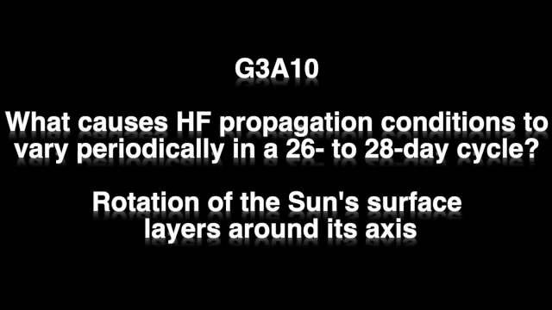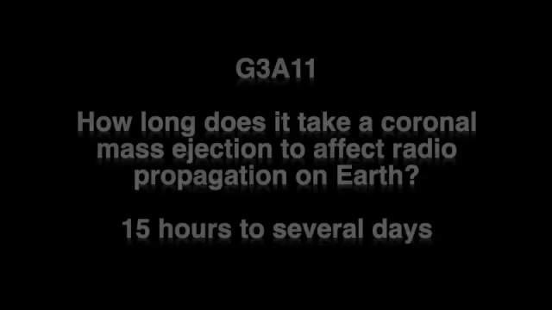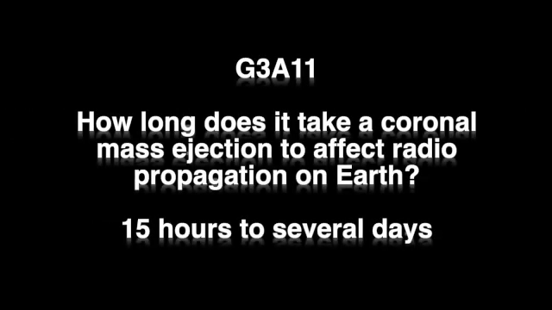G3A10. What causes HF propagation conditions to vary periodically in a 26 to 28-day cycle? Rotation of the Sun's surface layers around its axis. G3A11. How long does it take a coronal mass ejection to affect radio propagation on Earth? 15 hours to several days.